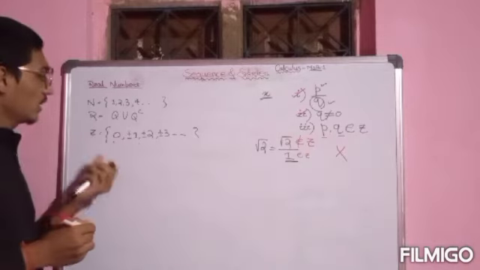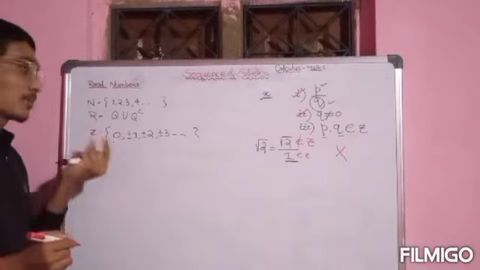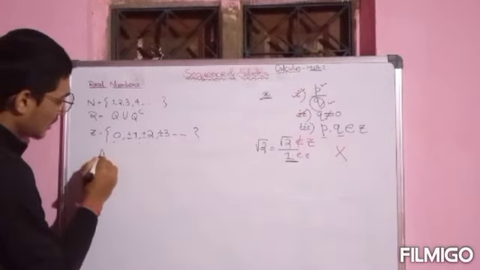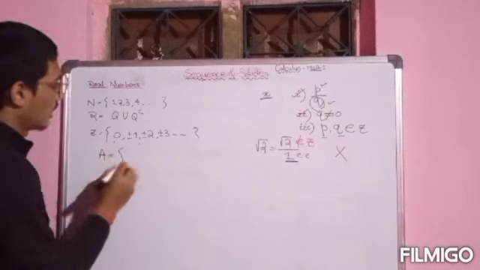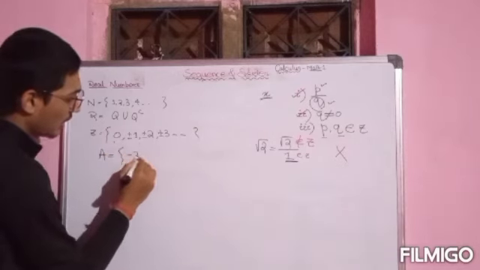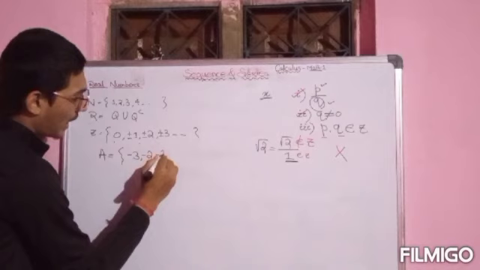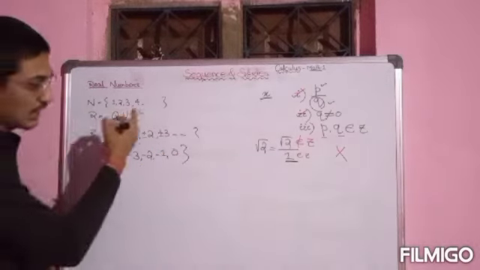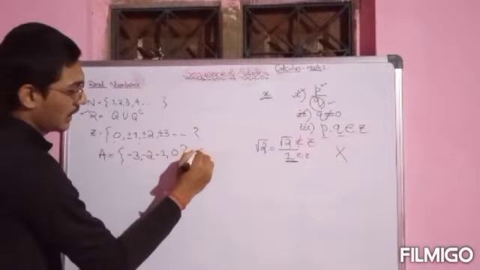So let me give you some examples of subsets of real numbers. Can I say, suppose A is a set whose contents are -3, -2, -1, 0. Is it a subset of the real number system? Yes.